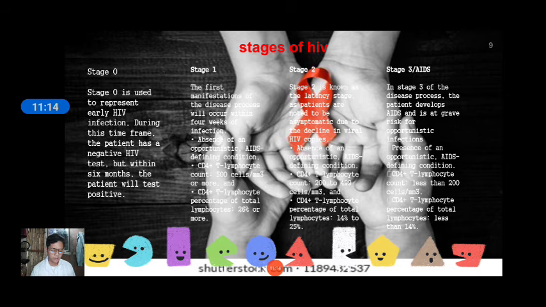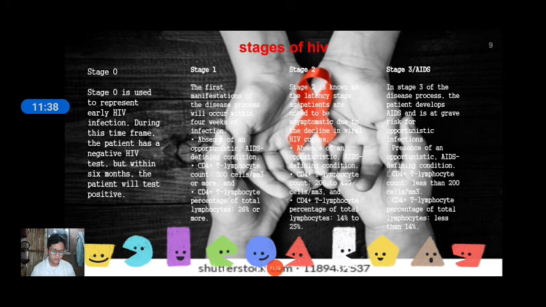So, we're now on the last stage, or the stage 3 or AIDS. In the stage 3 of the disease process, the patient develops AIDS and is at grave risk for opportunistic infections. This stage is defined through presentation of the following characteristics.